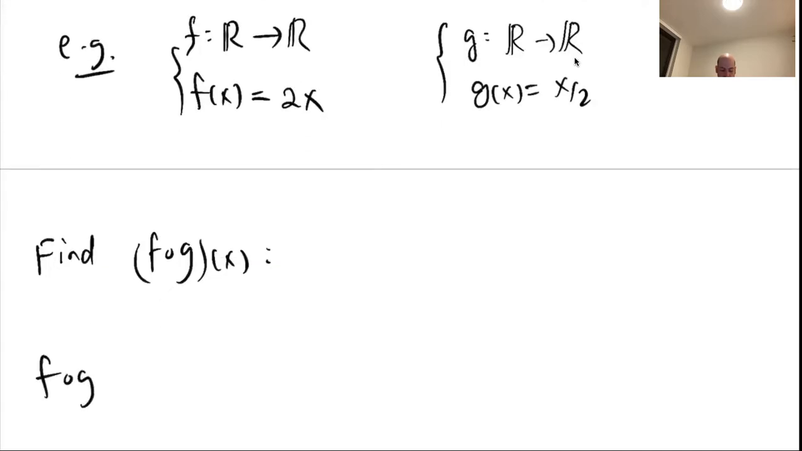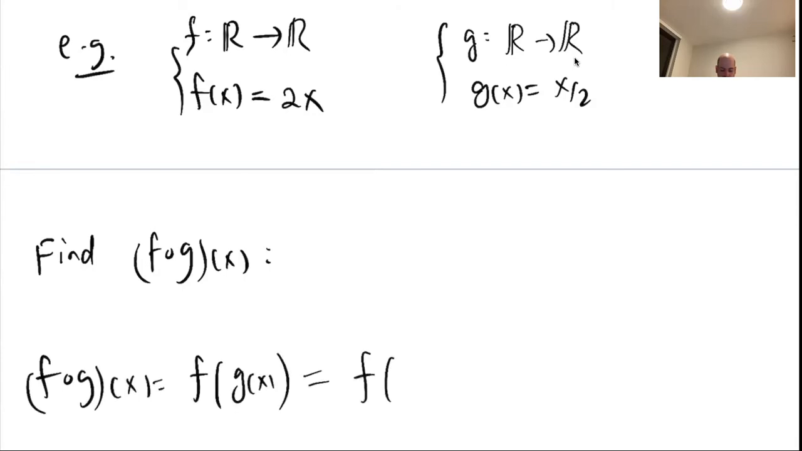F of G of X. G of X is X over 2, so this is F of X over 2. And what is F of X over 2? F of X is 2x, so F of X over 2 will be 2 times X over 2, which is X. So F of G of X becomes X.